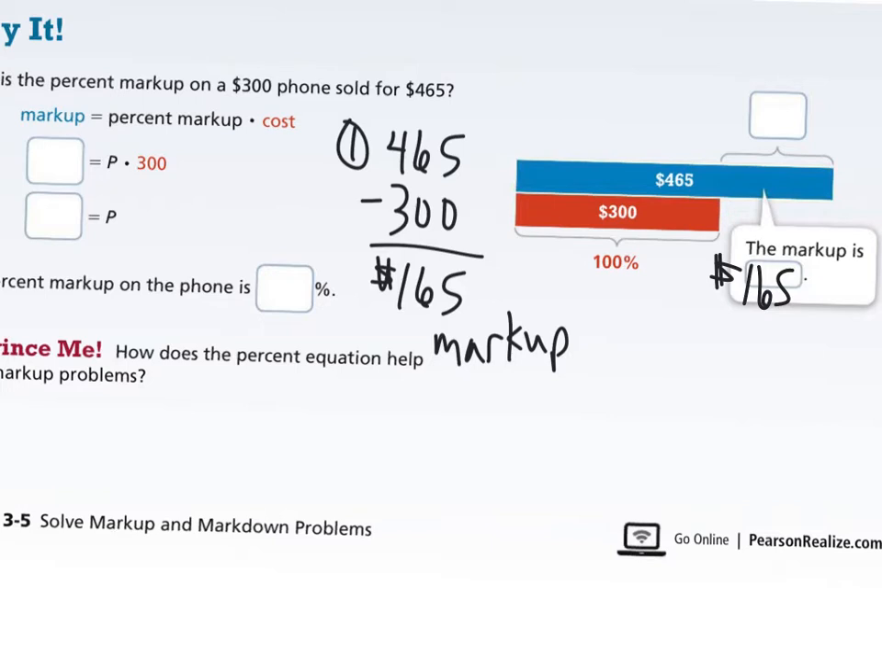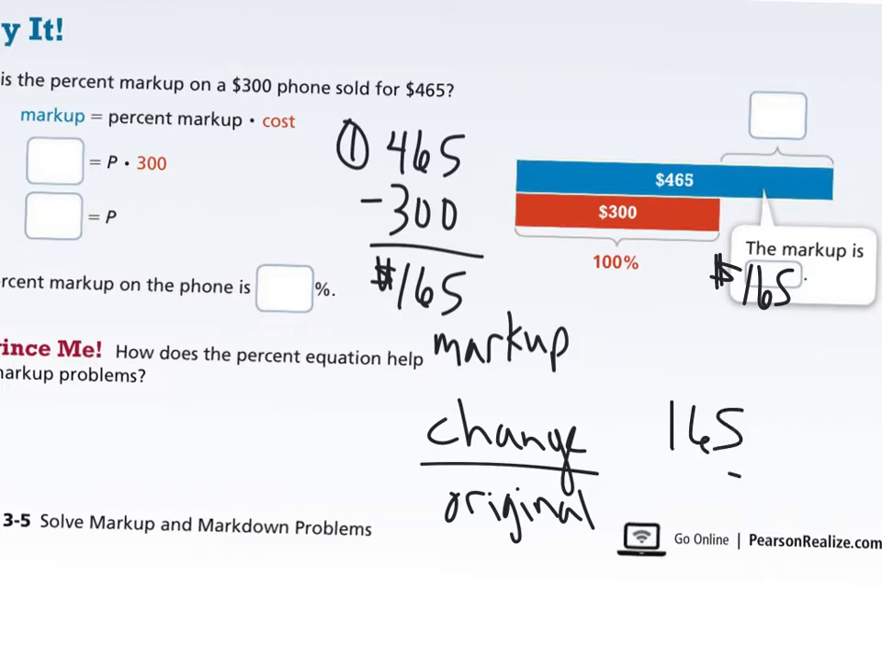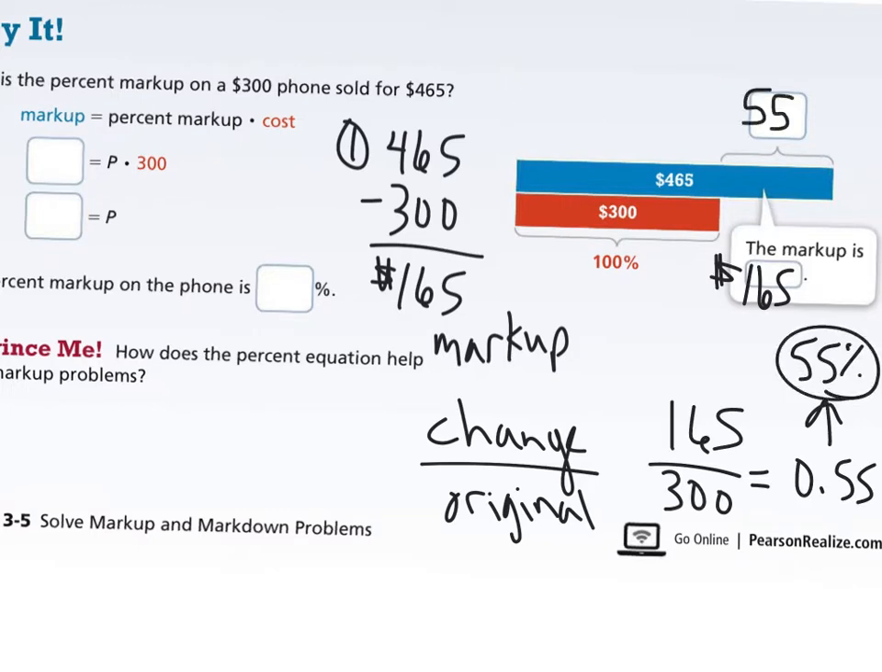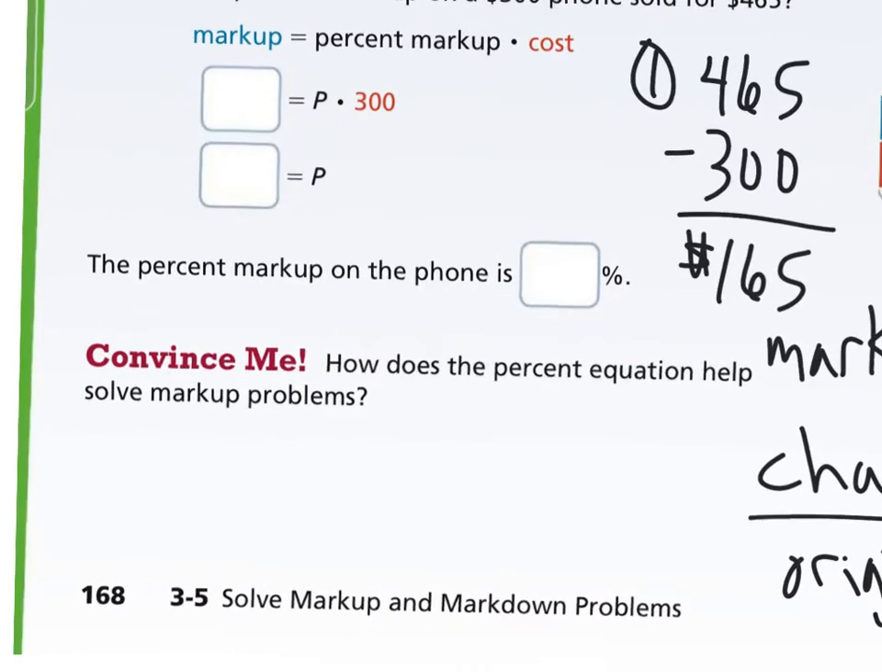And then what we're trying to do is find out what percent that is. So we need to find the change divided by the original price. So $165 compared to the $300 that it was originally. If you divide that out, you get 55 hundredths, which means 55%. So we could say the percent markup on the phone is 55%.